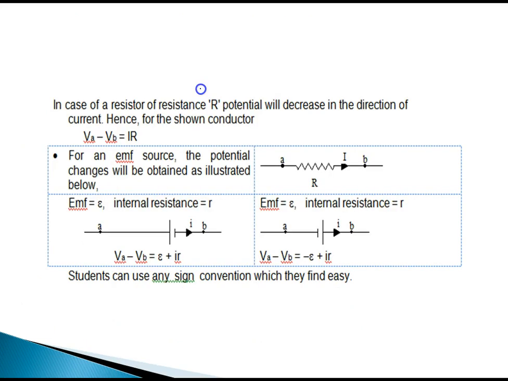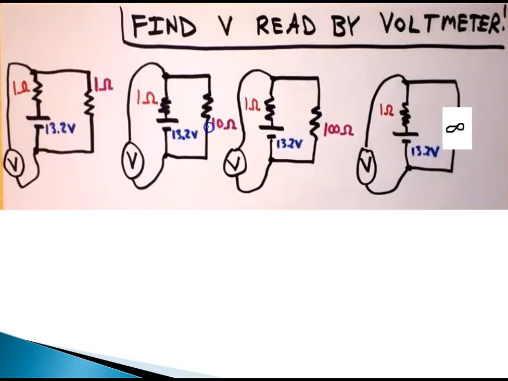Okay. Now again I am discussing the same thing. Whatever I told you, in this first diagram you will say VA minus VB equal to E plus IR. Second diagram, minus E plus IR. So you can do it yourself.